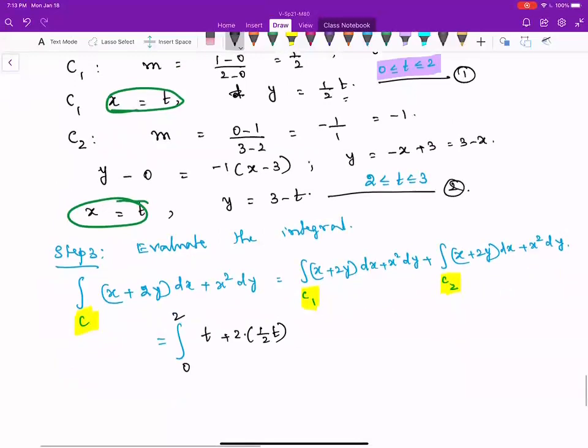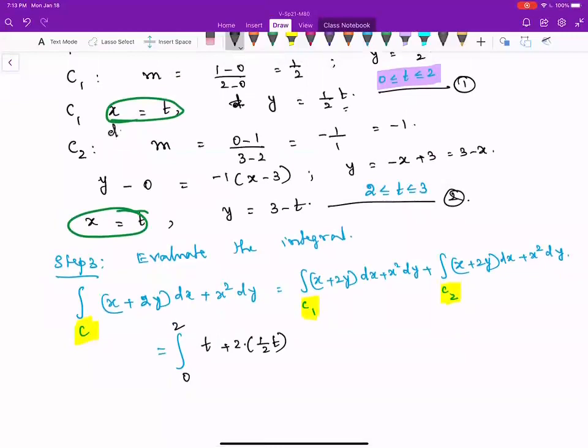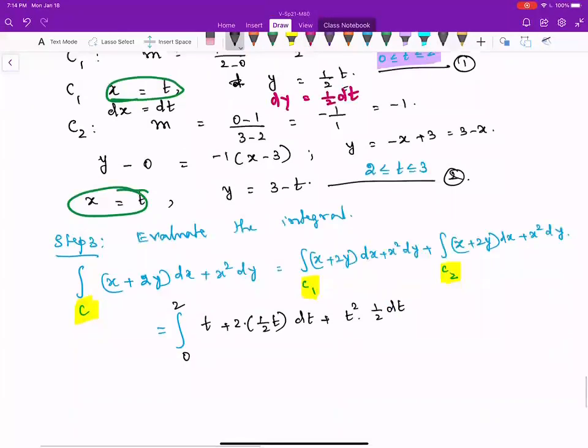What is dx here in C1? If x is t, dx would automatically be dt. So dx would be dt plus x square, which is t square, dy. So from here in this one, dy would be half of dt. So I'm going to substitute for dy, which is half of dt. We got that.